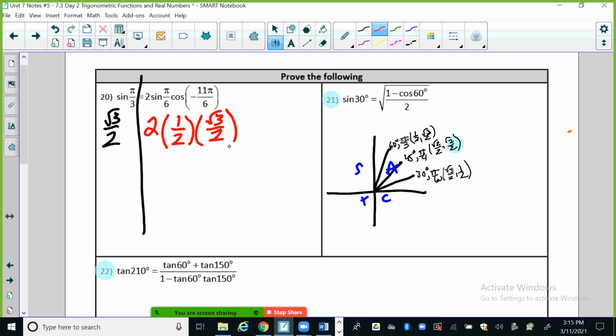And since negative 11 pi over 6, which is this angle here, is in quadrant 1, it'll be positive as well. So multiply, and we have 2 times 1/2 is 1, times the square root of 3 over 2 is the square root of 3 over 2.